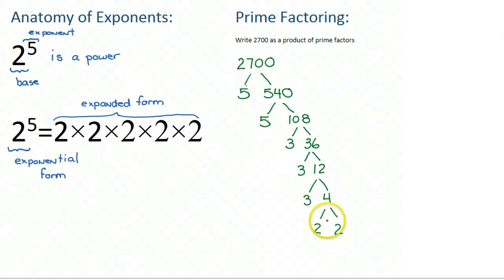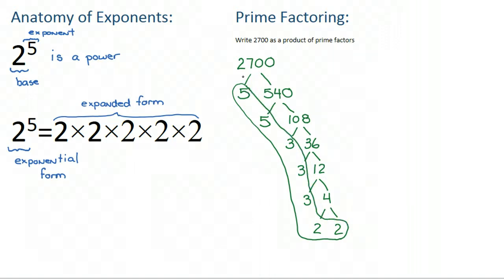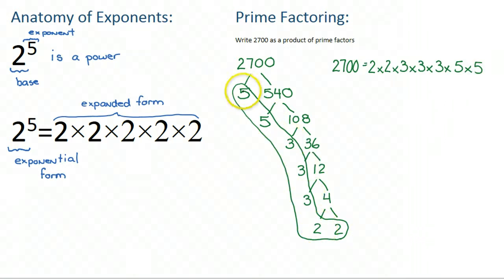So we can work back up this tree. 2 times 2 is 4, 4 times 3 is 12, 12 times 3 is 36, 36 times 3 is 108, 108 times 5 is 540, 540 times 5 is 2700. The numbers here represent the prime factorization of 2700. So we can say 2700 is equal to 2 times 2 times 3 times 3 times 3 times 5 times 5.